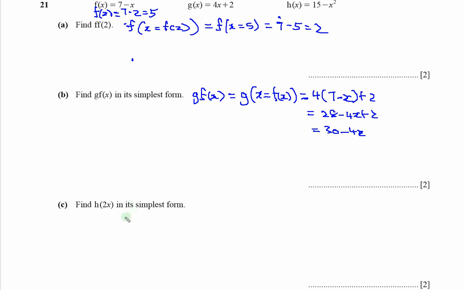Okay, now let's look at h2x. H of x is written as x equal to 2x. Okay, now so you have 15 in this function. 15 minus, what is your x? The x becomes 2x, so it's 2x.